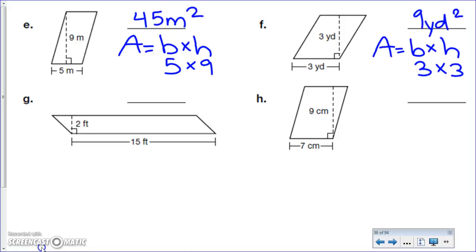All right, for letter G, same process. We're going to write down the formula. Area equals base times height. And then we're going to fill in what we know, a base of 15 feet times a height of 2 feet. 15 times 2 gets us 30 feet squared.